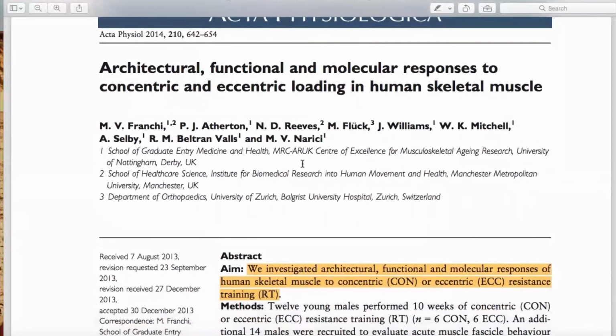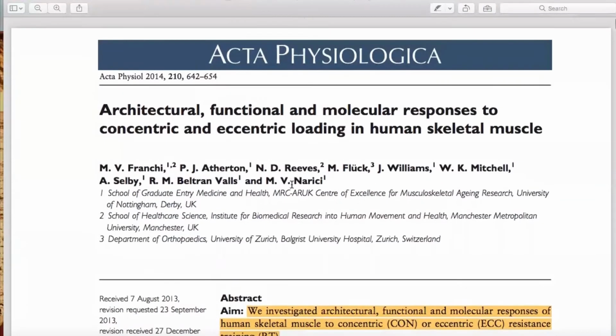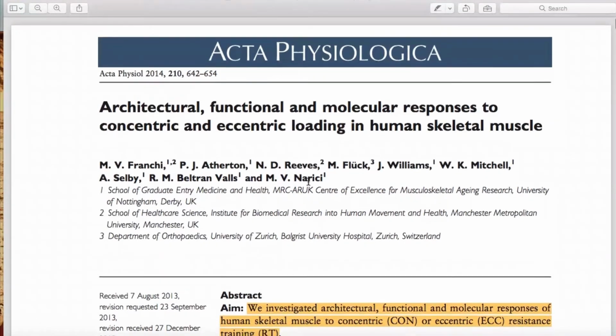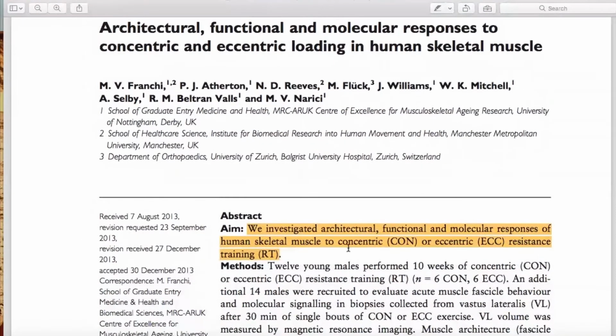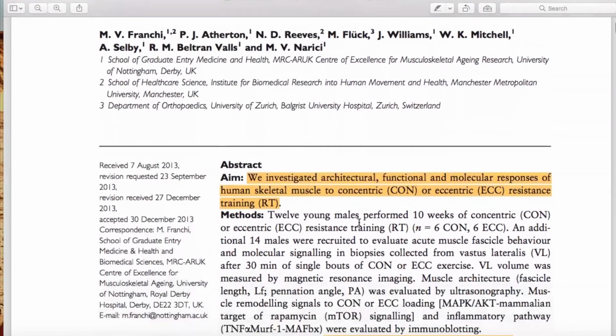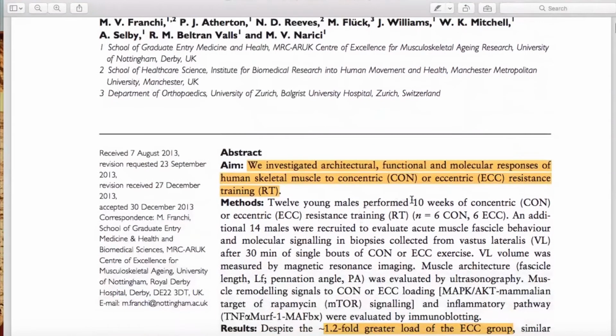Absolutely, Rob. Basically, this is part of my PhD, and it's one of the most interesting studies of my PhD, wherein we investigated the architectural, functional, and molecular responses of human skeletal muscle, in this case vastus lateralis, by using a leg press modified ad hoc, which I will show you soon. Basically, the response to concentric or eccentric resistance training.